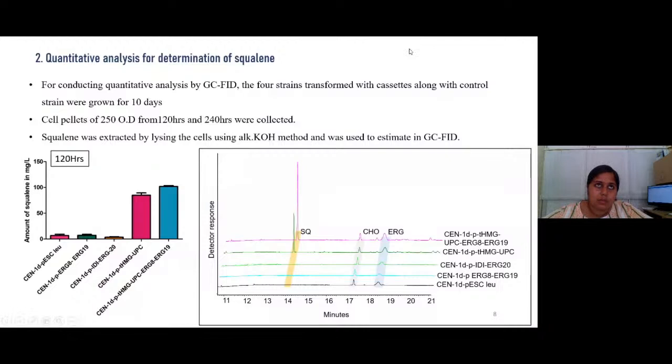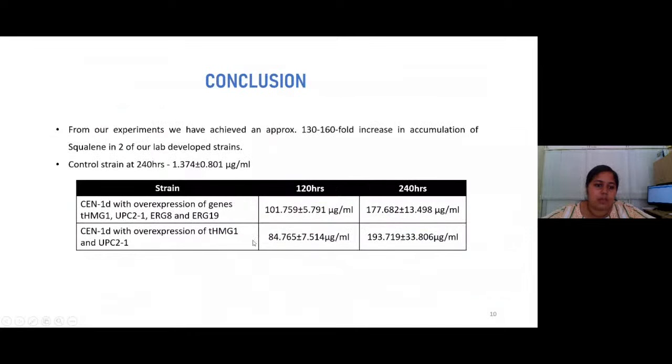Sir, I don't understand the question. Can you repeat that? So this one, that red color one, is it 100 micrograms? Right? Yes, sir. And it's 84 and 100 at 120 hours. So then how do you downstream this actually?